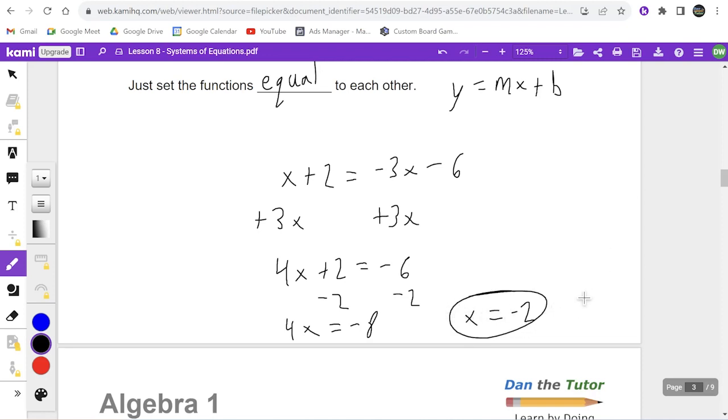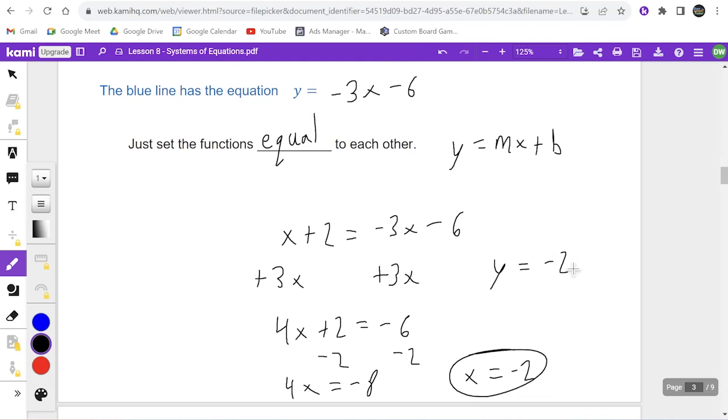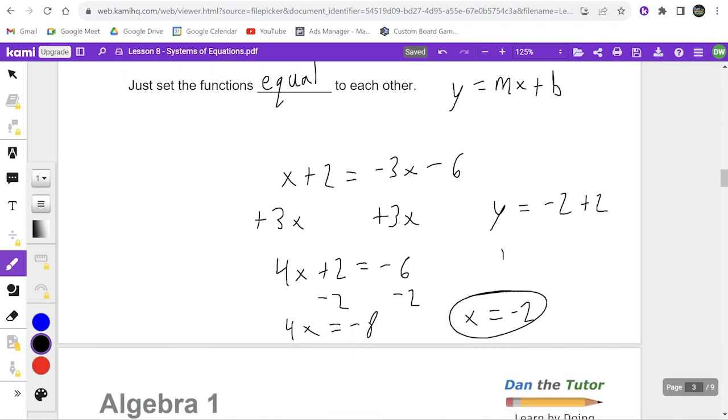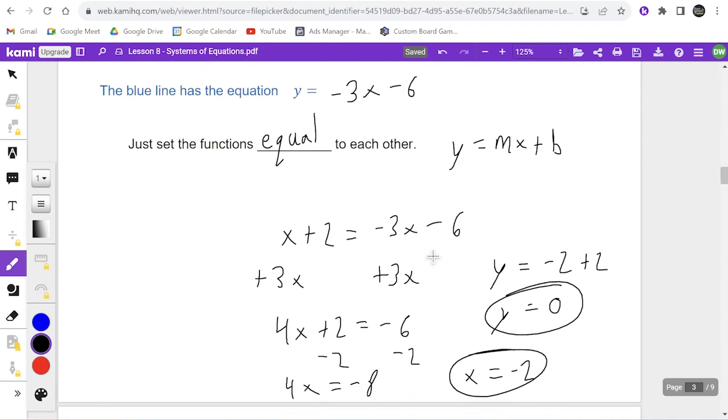That's my x solution. And of course, if I want to find my y, now all I need to do is plug in negative 2 for x. So y equals negative 2 plus 2. I chose the top equation, x plus 2, although technically you can also choose the bottom equation. It doesn't matter. You'll get the same answer. And I get y equals 0. So x equals negative 2, y equals 0. And if I look at the graph, it looks like that's exactly where the intersection point is, negative 2, 0. So it looks like I did it right. Any questions on that one?